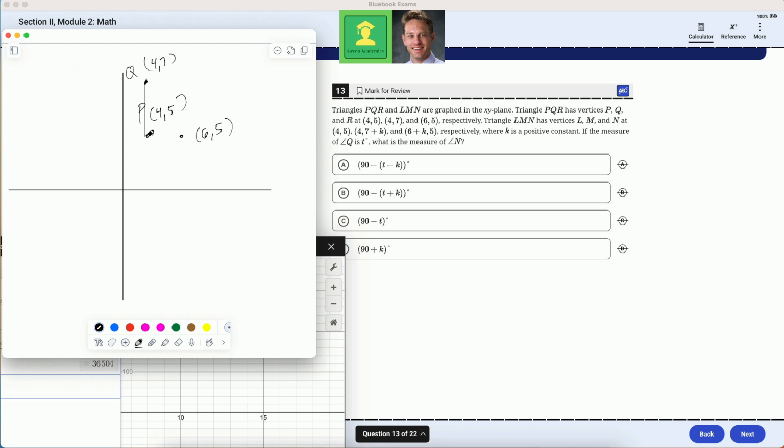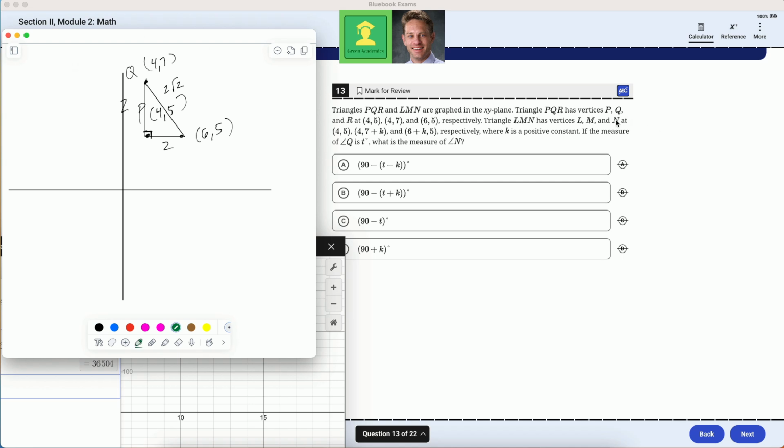P, Q, R. So it's a right triangle, right? Because obviously 4, 7 is directly above 4, 5, and 6, 5 is directly right of 4, 5. So a vertical line segment and a horizontal line segment make this a right angle. And this is actually a 2 and a 2, so it's a right isosceles, so this would be 2 radical 2.